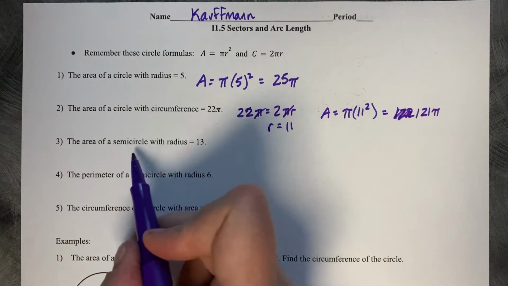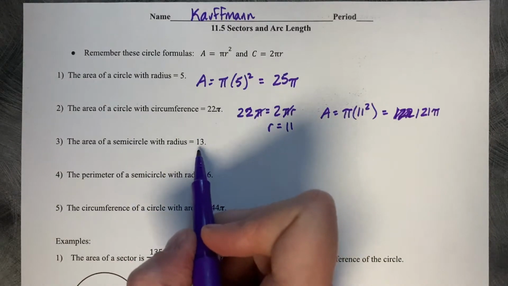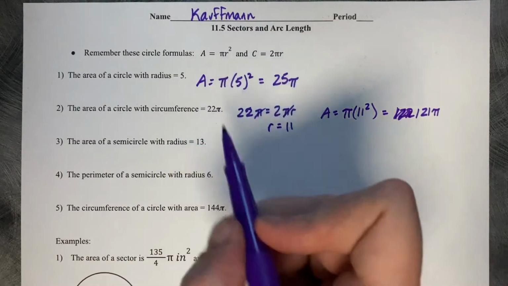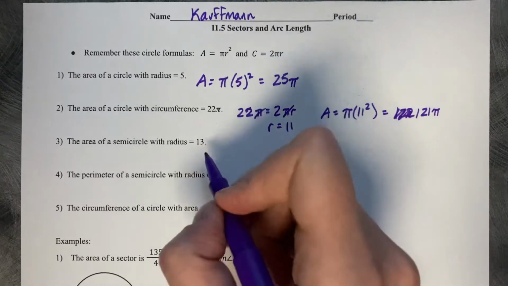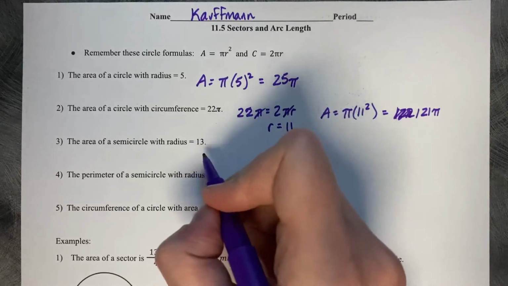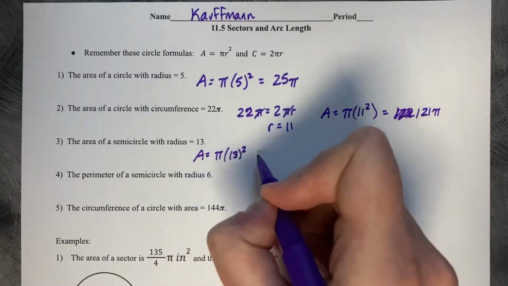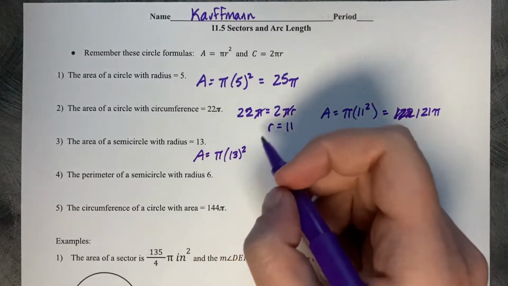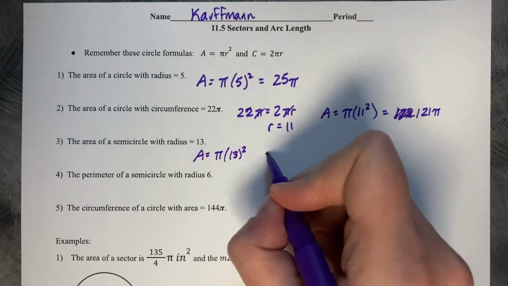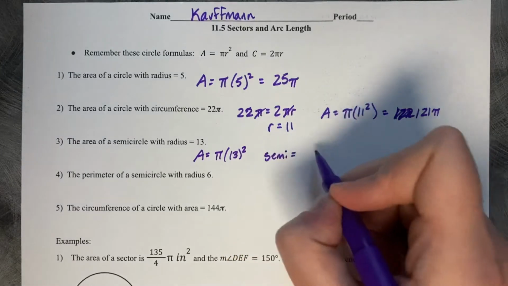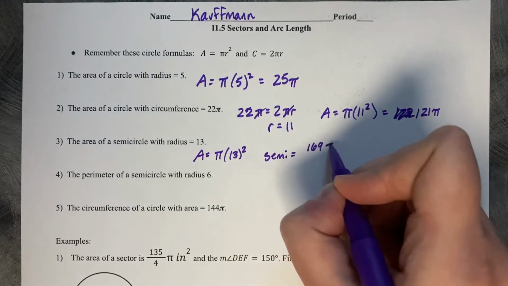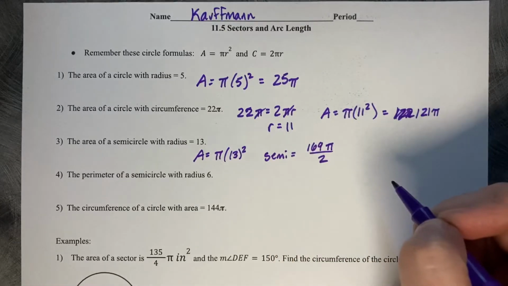Find the area of a semicircle with a radius of 13. So this is a whole circle. To get an area of a semicircle, we're just going to divide that by 2. So let's find the area of the whole thing, pi times 13 squared, which is 169. So then the semicircle is going to be 169 pi divided by 2.